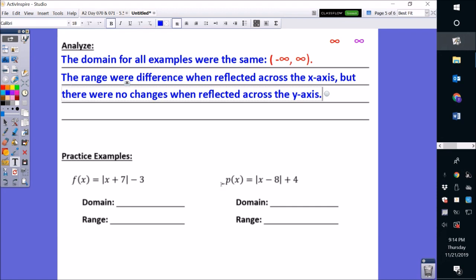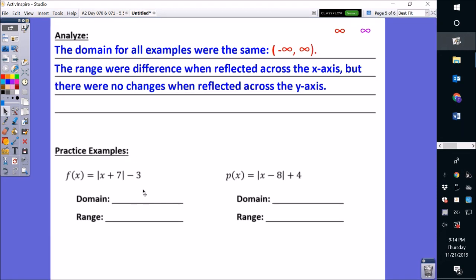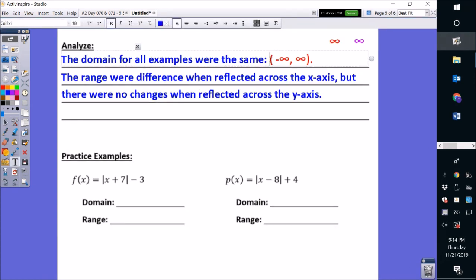So here below we have two examples where now we have the given equations, no graph, we had to identify the domain and range. So upon what I analyzed, domain should be the same. So for domain, it would be from negative infinity to infinity. So that would be my domain for the first example. f of x equals the absolute value of x plus 7 minus 3.